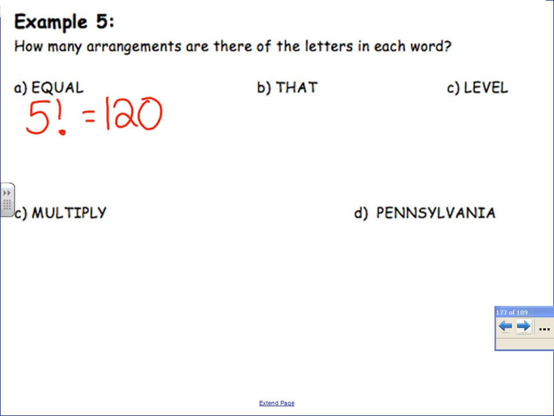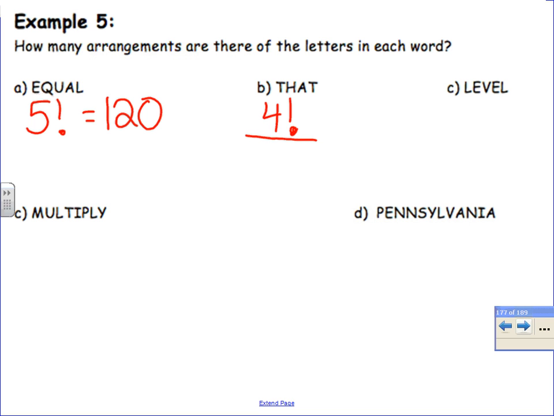Okay, let's go to letter B. What's different about B besides it's a different word? What's different? Alyssa? Good. It has a repeat. So here's what you do. 4 factorial is the total. There are a total of 4 factorial letters, so 4 factorial ways to arrange all of them.